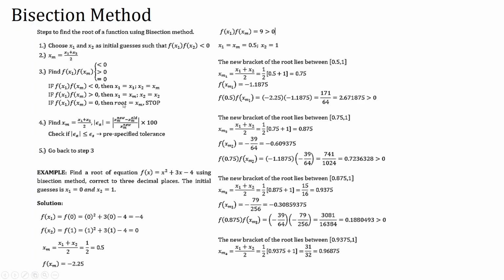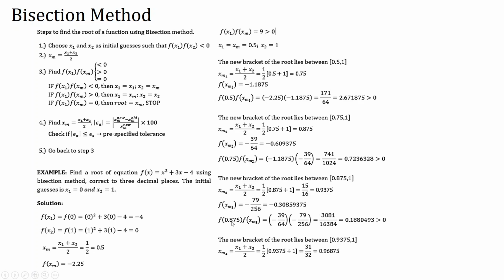So if it is greater than 0, then again, x1 is equal to xm. Meaning our x1 is equal to this xm, 0.875. x2 will remain 1. Again, we follow step 2, which is xm3. This is now x1 plus x2 over 2, so one half of 0.875 plus 1. So we have 0.9375.